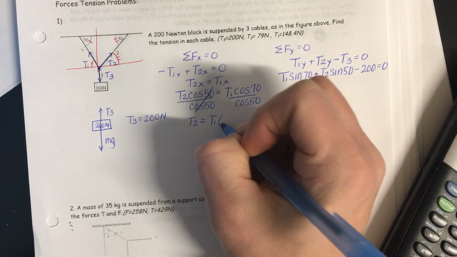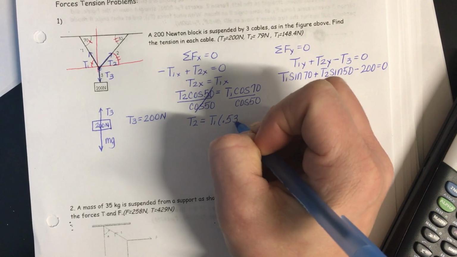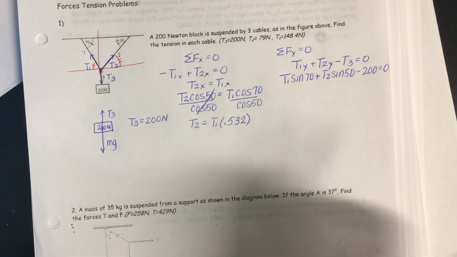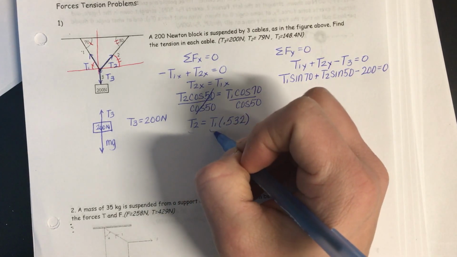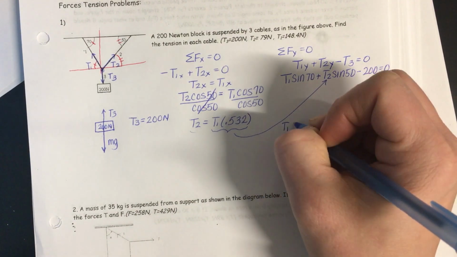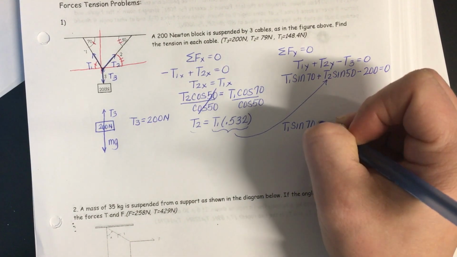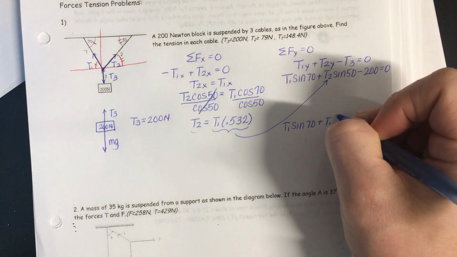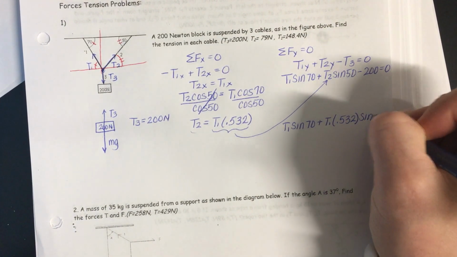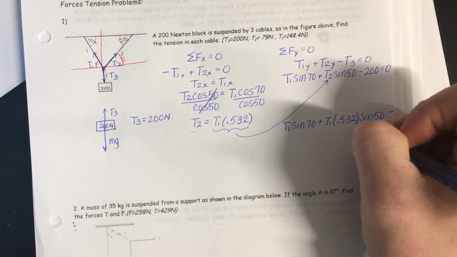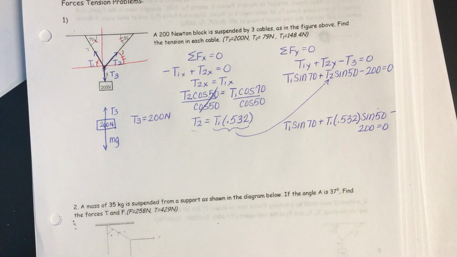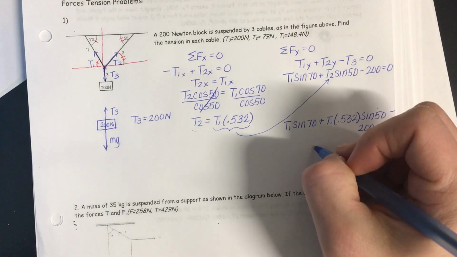So this comes out to be 0.532. Make sure you're in degrees. And now what you can do with this is plug this in for T2 over here. This is called solving simultaneous equations, and you do it in math all the time. And now you can plug into your calculator a few things.